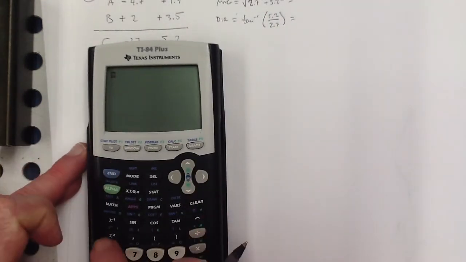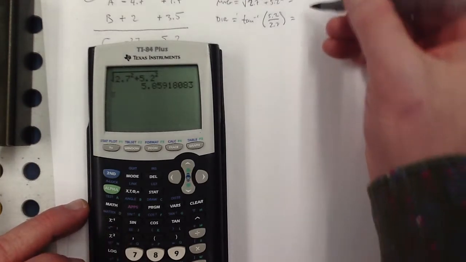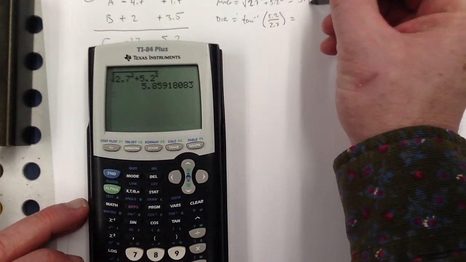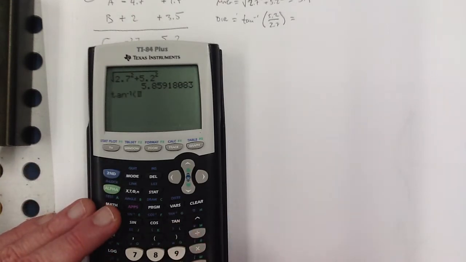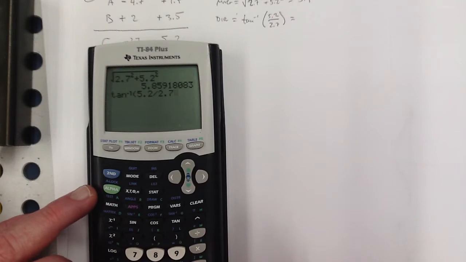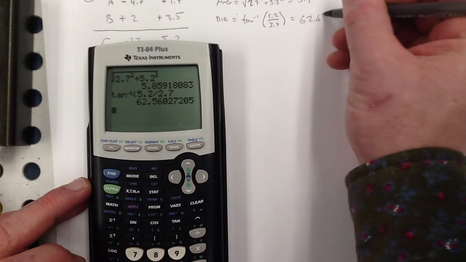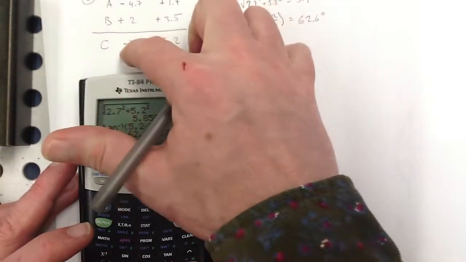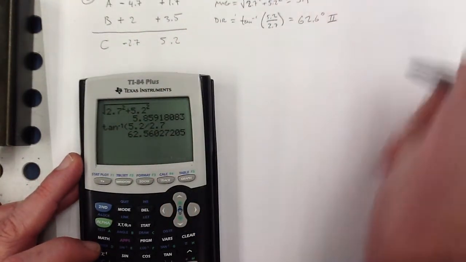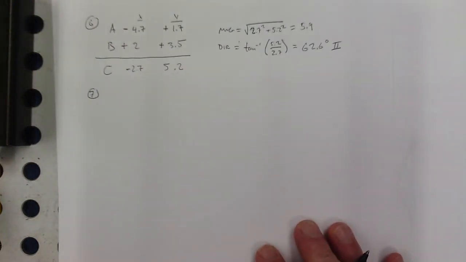Time to push the buttons. .9 and 62.6 degrees. And that is in quadrant, let's see, what was my answer? Negative, positive. That's in quadrant 2. All right. Not so bad. And that's pretty much as hard as they get, right? And that's all the work that you ever have to do.